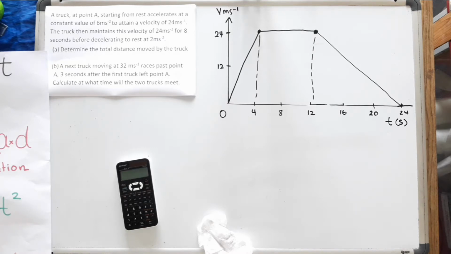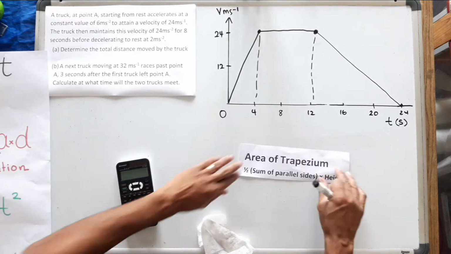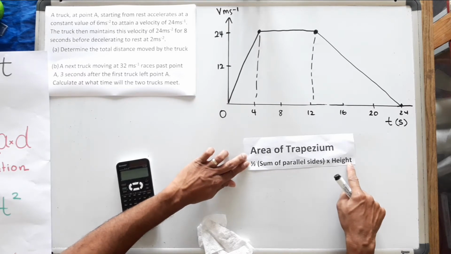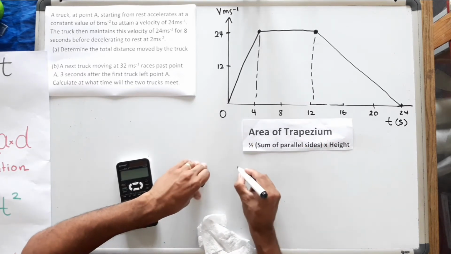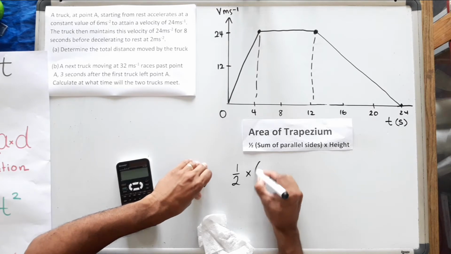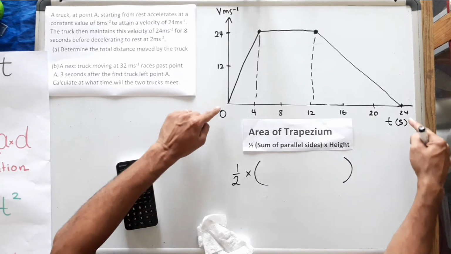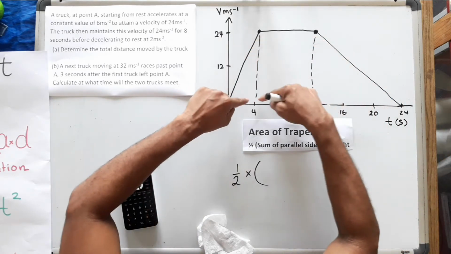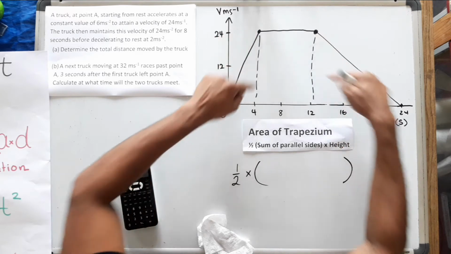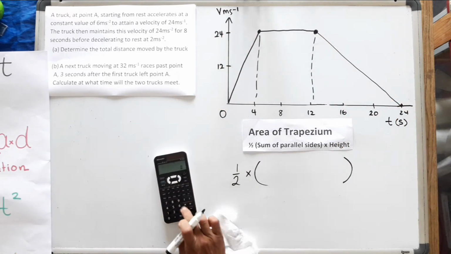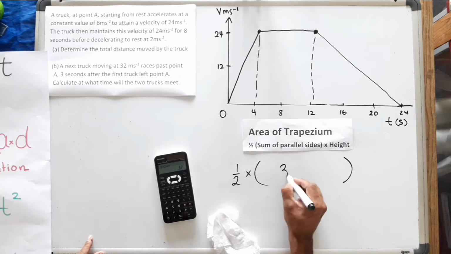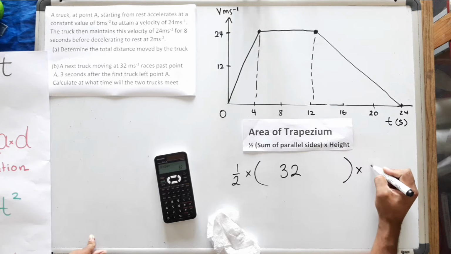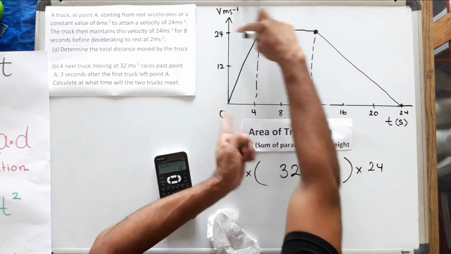It is half the sum of the parallel sides multiplied by the height. So let's use this formula. A half multiplied by the sum of the parallel sides. Well, from here to here is 24, and from here to here is 8, right? Because it's going from 4 to 12. So here's 8, and here's 24. If we add 8 and 24, we are going to get 32. And the vertical height is this, which is 24. You see it? From here to here is 24.